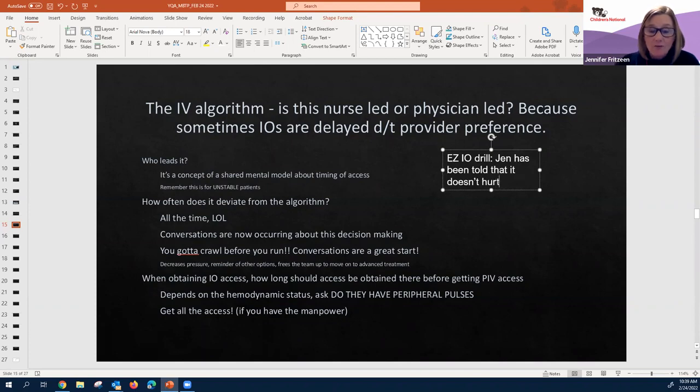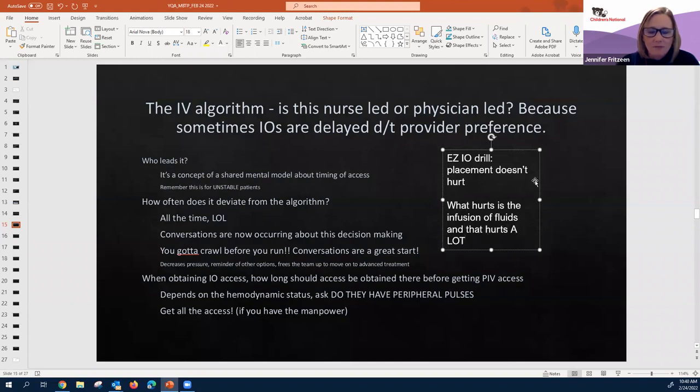When the EZ-IO drill first came out, I actually met the designer, the inventor of it, at the NTI conference, and he was drilling into his own leg, showing us that it worked, and wasn't making any kind of face. Maybe he's just a really good actor, but I think it does help alleviate some of our stress when we put that IO in a patient.